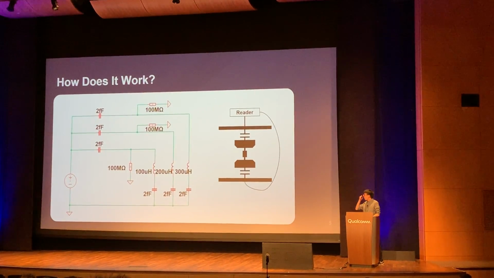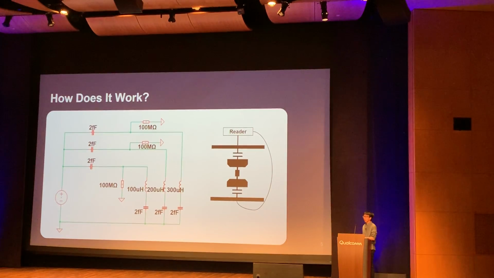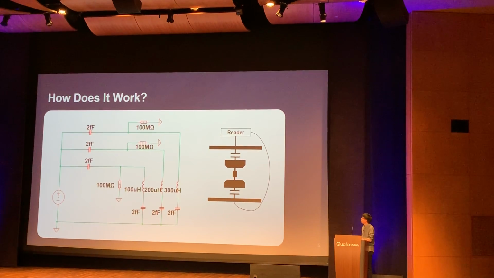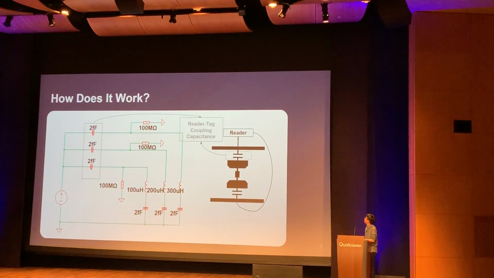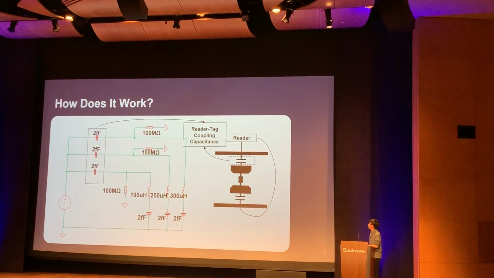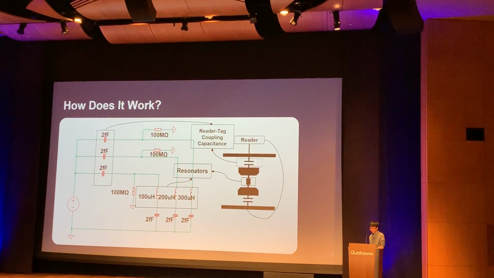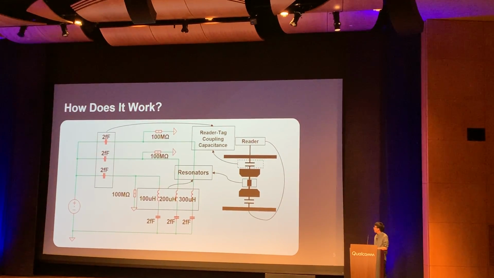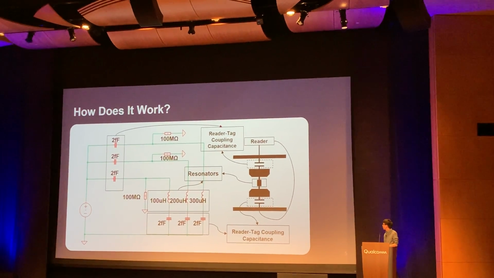So how does it work? I will give you a very simplified schematic which demonstrates the fundamental working principles. But in reality, it may be more complicated than this. So here is a very simplified schematic we use to model our tag system, where we use a discrete 2 femtofarad capacitor to emulate the reader-tag coupling capacitance. We also use parallel connected inductors to emulate these customized design resonators, and same as before, we use this discrete capacitor to emulate this invisible coupling capacitance.